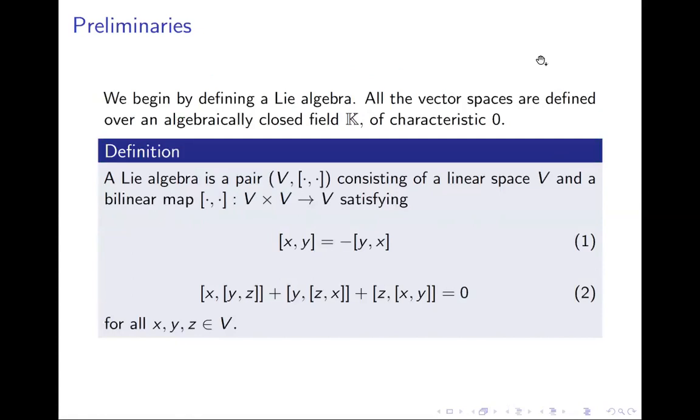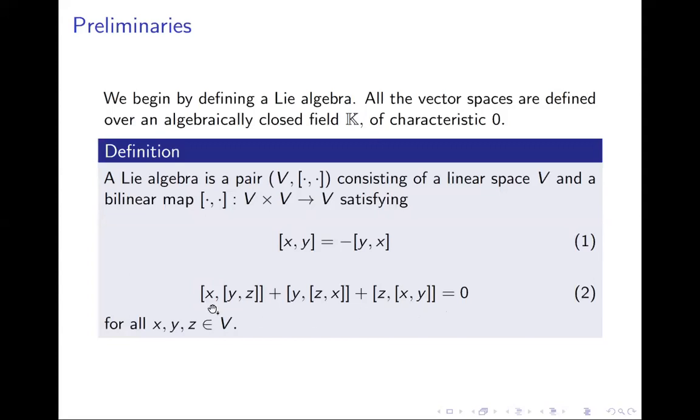I will first begin by defining a Lie algebra. The vector spaces that we are going to work on, or the field that we are going to define everything on, is algebraically closed and also of characteristic zero. So a Lie algebra is a vector space endowed with a bilinear product, or a bilinear map, normally referred to as the Lie bracket, satisfying two main conditions. Condition one is referred to as the skew symmetry condition, so that if you multiply x and y, it's just the minus of y and x. And then the second condition is referred to as the Jacobi identity.